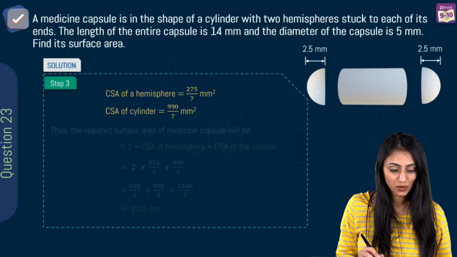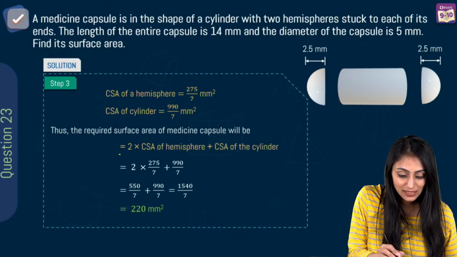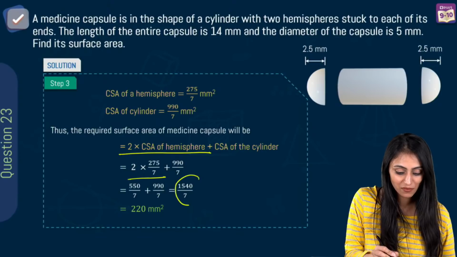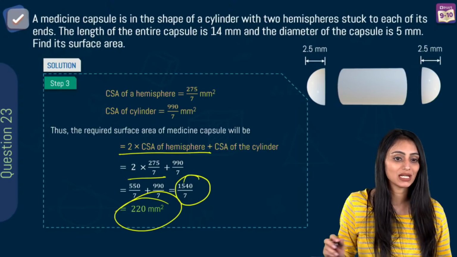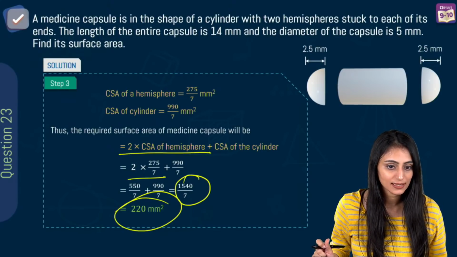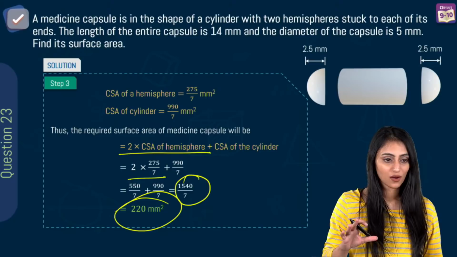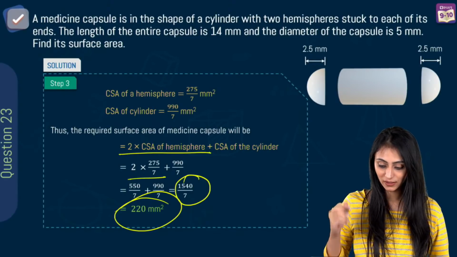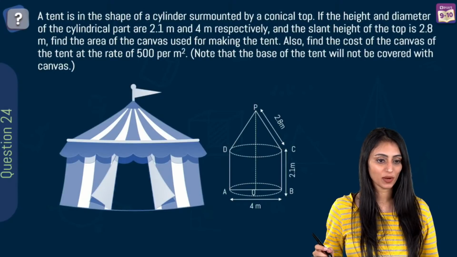For the total surface area, we have to take the curved surface area of two hemispheres. So I'll multiply that, and we get 1540 by 7, which is 220 millimeters square. So this is clear to everyone, yes? Great. Let's move ahead and take a look at the next question.